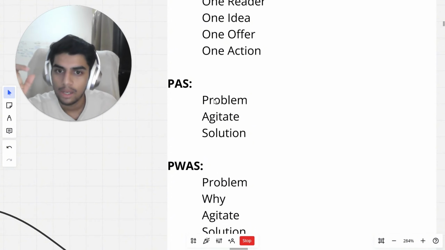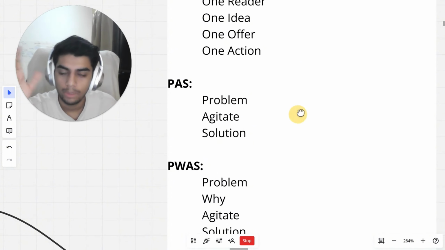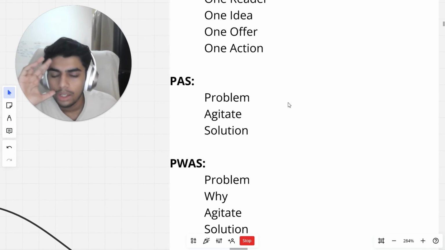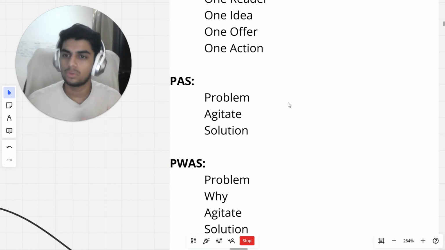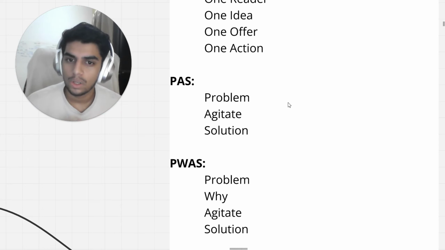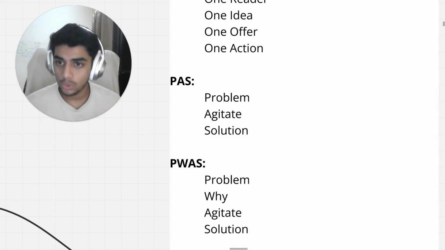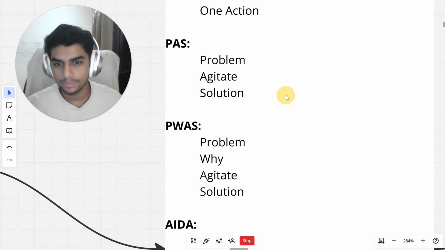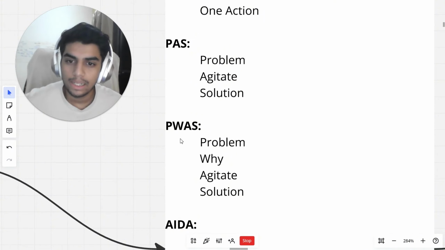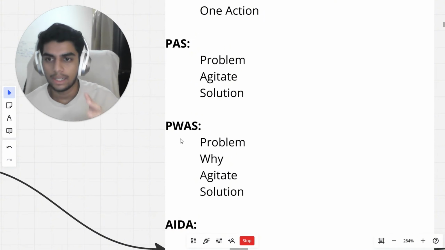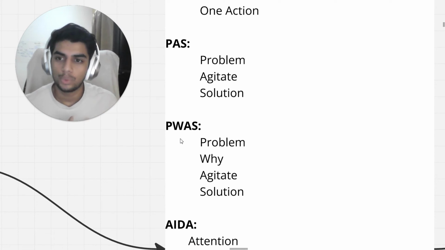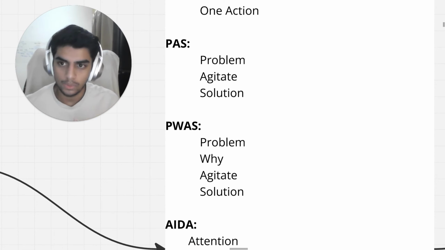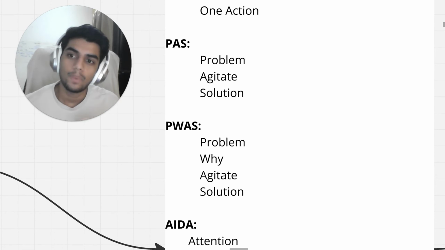Then we have PAS, which is problem, agitate, and solution. What do I mean by that? The first few lines of copy are going to talk about problems, the problems of the person being written to. There's another modified structure of this, which is problem, why, agitate, and solution, where why means you need to show the reader why it is important for them.